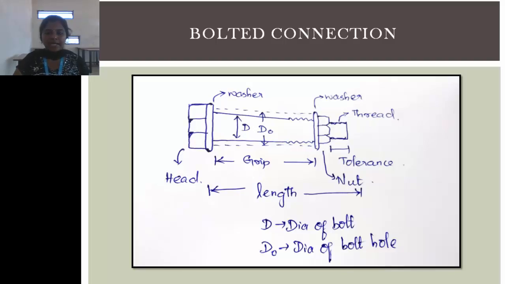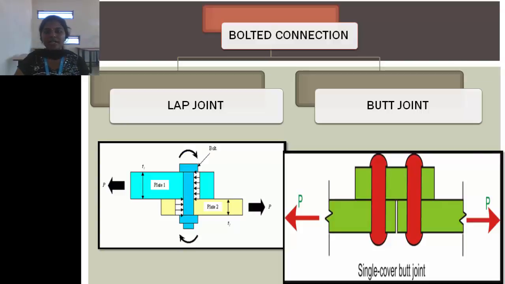Bolted connection. In bolted connection, the leftmost part of the bolt is termed as head, and next is the washer, and then is the grip length, and then is the washer, and then again the nut. So D is the dia of the bolt, and D naught is the dia of the bolt hole. And bolted connections are used in two places. One is in the lap joint and the other is the butt joint.